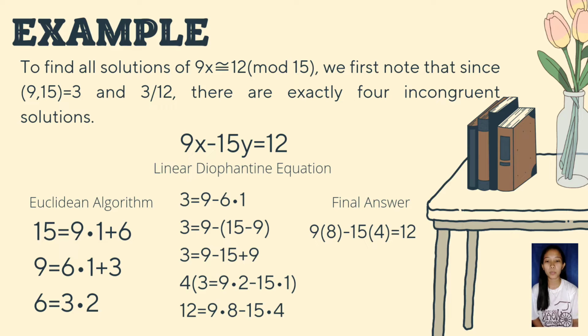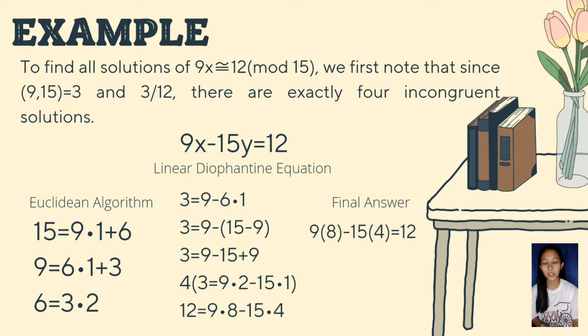So, now we will proceed to the second one. We will get 9 and then the remainder. So, 9 divided by 6 is equal to 1. So, 9 is equal to 6 times 1 plus 3, because this is the remainder of 9 divided by 6.